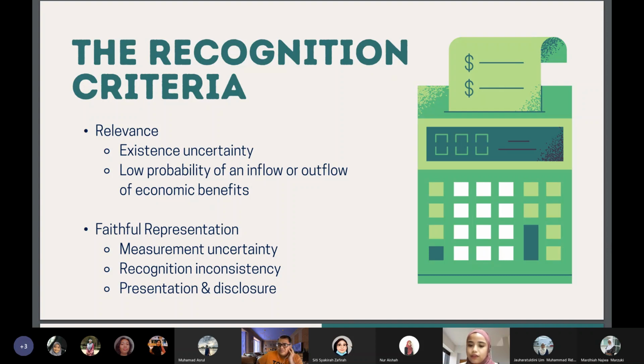But what will happen if the faithful representation is the one that is affected? For example, an item meets the definition of an asset and is considered relevant. But bila kita ragu-ragu whether the asset can be faithfully represented, kita kena selalu ingat sebelum the item can be recognized, it has to be measured. So an item with very high measurement uncertainty cannot be recognized. But it will be the case if it is close to impossible to come up with a reasonable estimate. Alright, so next.